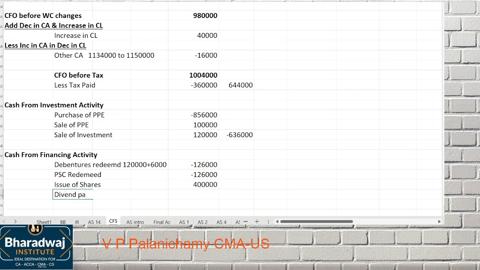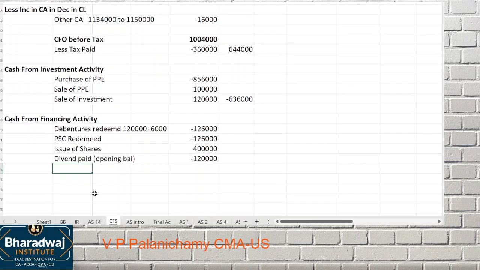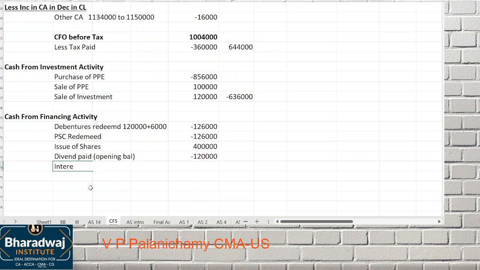Then dividend paid. The opening balance payable. Why? Because closing balance is missing. How much? 1,20,000. Then interest on debentures. How much paid? 36,000. Interest on debentures 36,000. Then any other thing that will come?